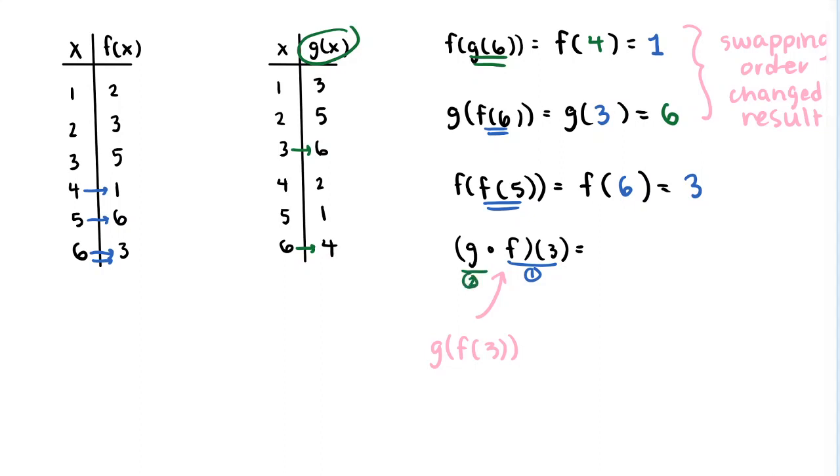So f of 3, right? f of 3 is to take our input of 3 and that leads us to an output of 5. And so what we have to do next is evaluate g of that result, so g of 5. And so g of 5, well, g takes 5 to 1. And so our result here is 1. g composed with f of 3, well, we get 1 out from that.